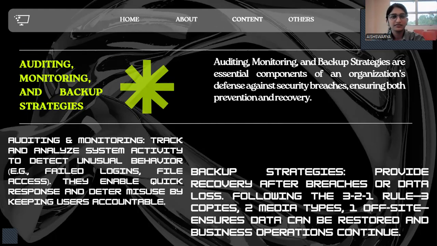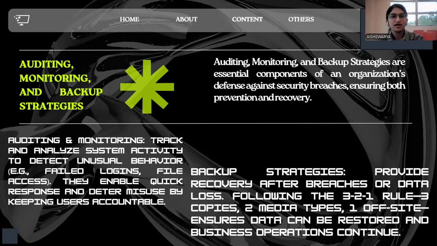Auditing and monitoring. Backup strategies. Security isn't just about prevention, it's also about detection and recovery. Auditing and monitoring involve continuously tracking and analyzing system activity to detect unusual behavior like failed logins or unauthorized file access. This enables quick response and holds users accountable.